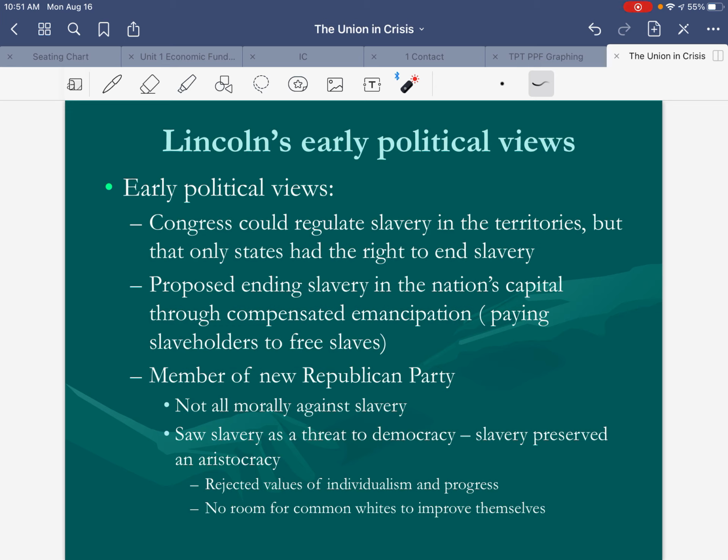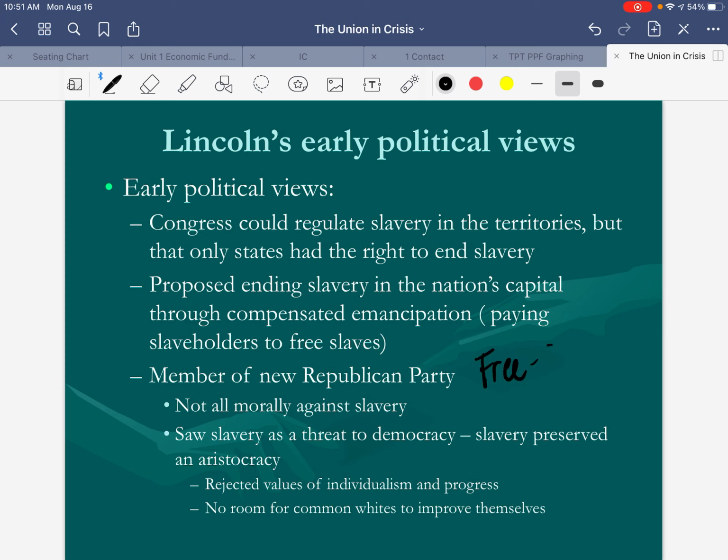Before the Civil War, this is kind of what he believes. He says that Congress can regulate slavery in the territories, but ending slavery is a state right. So if a state is a free or slave state, then they get to decide that. But territories that want to be states, Congress can do something about it. He said that ending slavery in the nation's capital would be good through compensated emancipation, so paying to free slaves. He was also a free soiler.